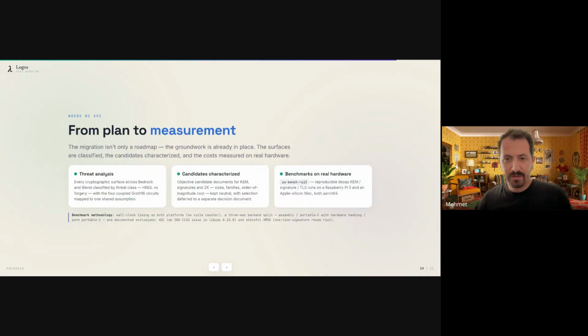And so, when we summarize our process, as I mentioned before, we did the threat analysis for every cryptographic surface across Bedrock and Blend. We classified the threat classes, which one is harvest now, decrypt later, and which one is real-time forgery. And after that, we listed the candidates for the new algorithms. And the other good thing is that we did the benchmark using a Raspberry Pi.